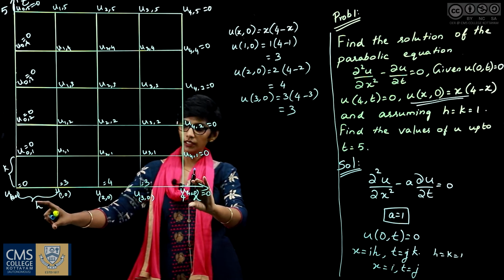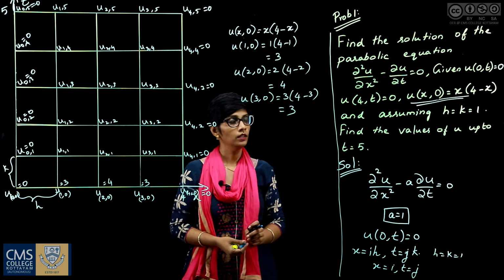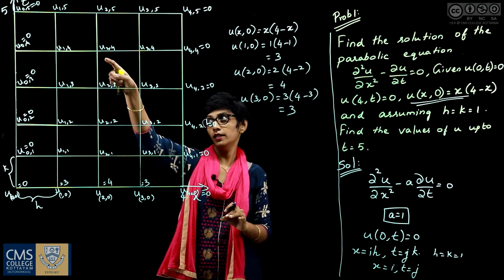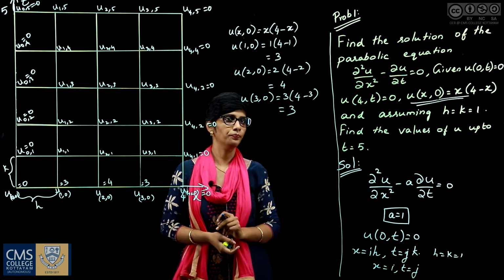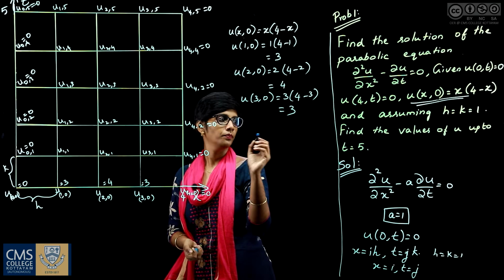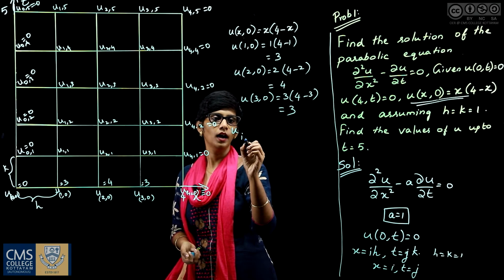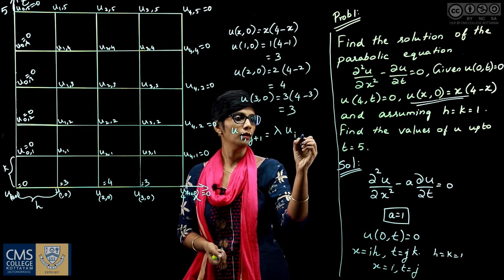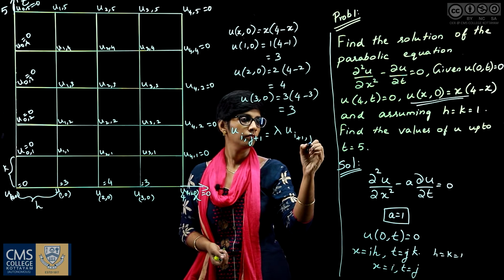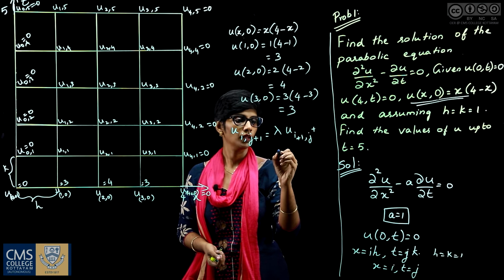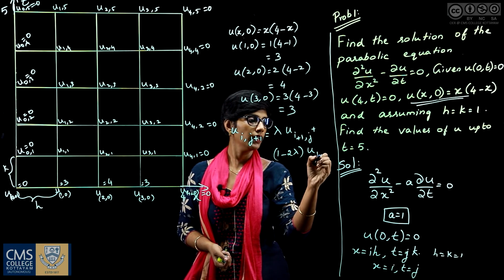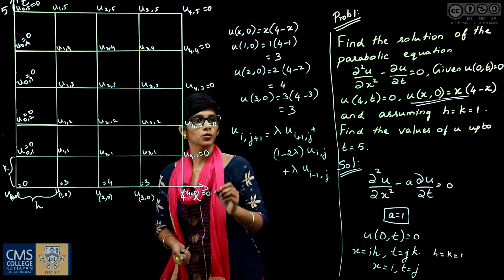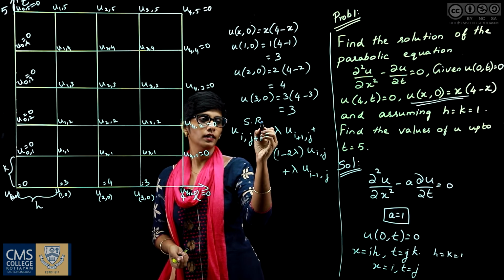So now we have the initial values and the boundary values. With this we are going to use the Schmidt relation and find the solution at each and every point till t is equal to 5. The Schmidt recurrence equation is u of i, j + 1 is equal to lambda u of i + 1, j plus (1 − 2 lambda) u of i, j plus lambda into u of i − 1, j. So this is the Schmidt recurrence relation.